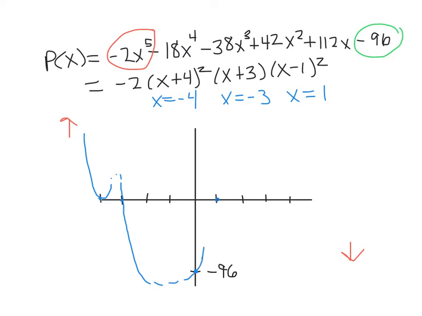And then we have the x-intercept at 1. This one also has even multiplicity, so we touch and make a turn, and then the graph goes down from there, which matches up with what we said.